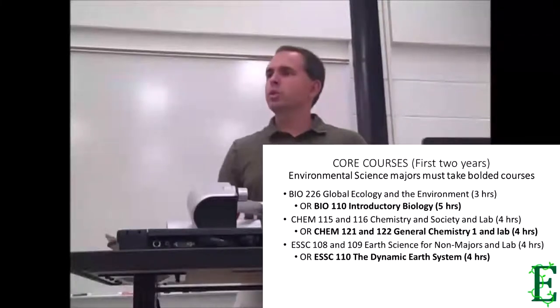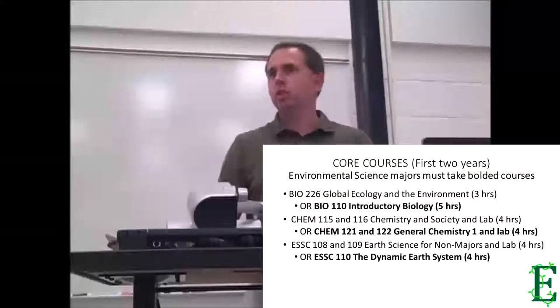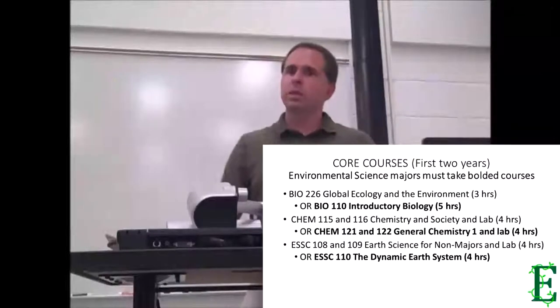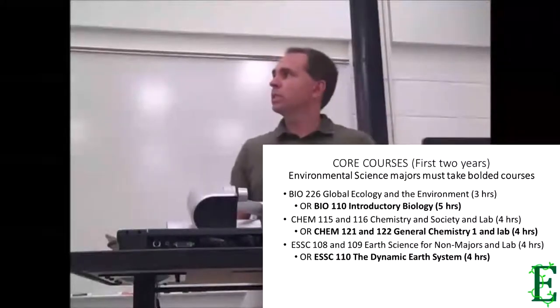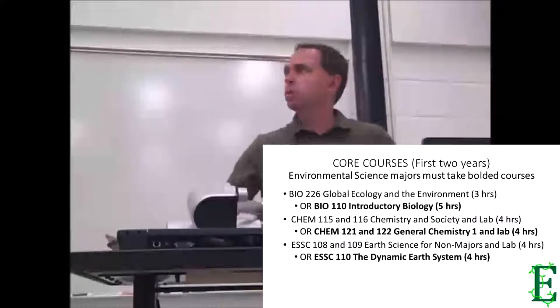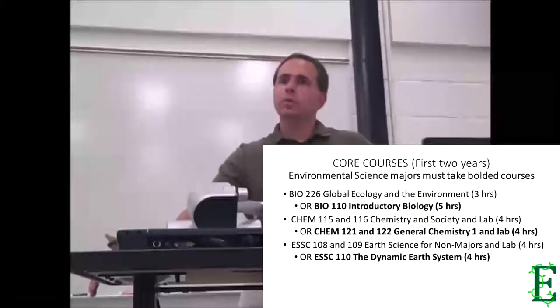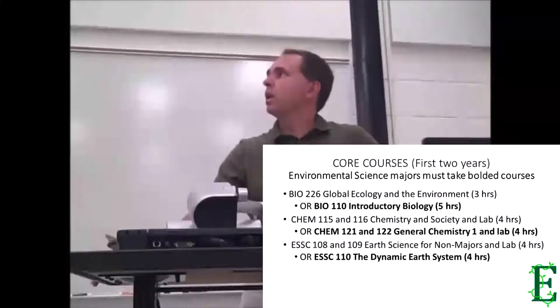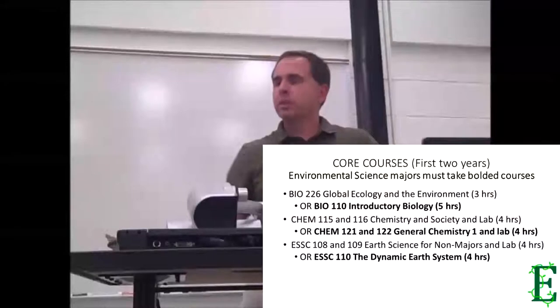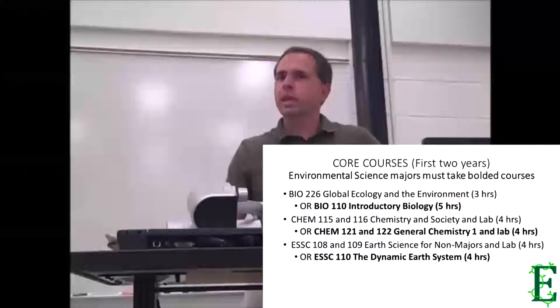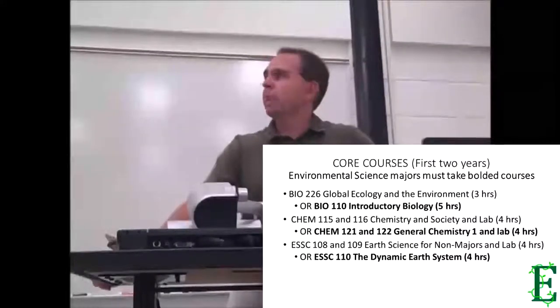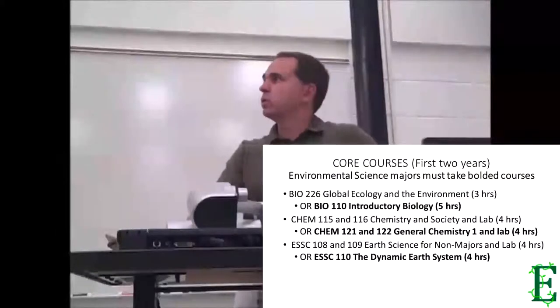Now, if you are choosing the environment and society concentration, you can choose either Bio 226 or Bio 110. Bio 226 is a biology course for non-science majors, whereas Bio 110 is a course for science majors. You could choose to take either one. However, I find that a lot of the environment and society concentration majors who are taking the course for science majors are having trouble with the course. So if you're concerned about that, you may not want to take the course for science majors.